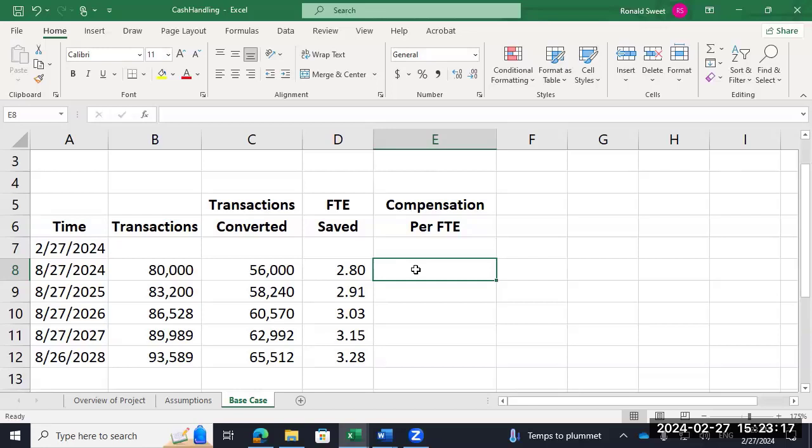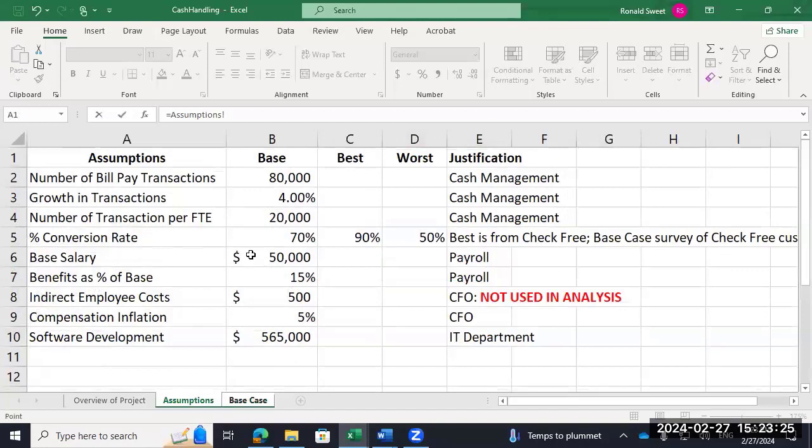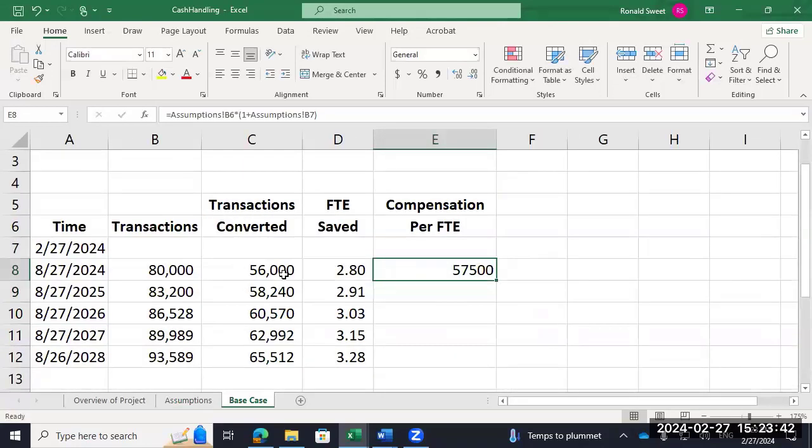You could do salaries and then do the benefits separately. I'm just going to combine them. So let me show you this formula. Their compensation per FTE is 50,000, but they're going to get an extra 15% for benefits, right? I could do the 2 separate columns, but I'm not. I'm going to take salary times 1 plus the 15%, and I'm going to make that their compensation. And that's in dollars, so I'm going to put a dollar sign.